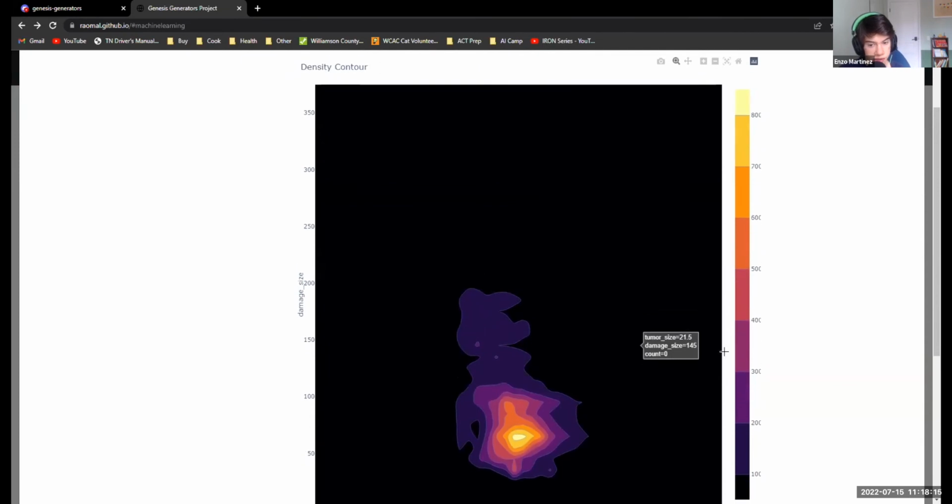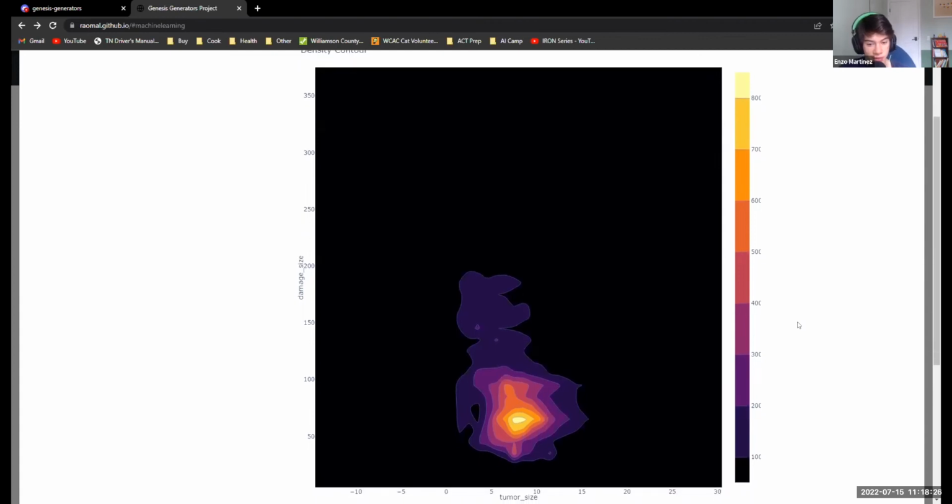Our last graph is a density contour, which kind of looks like Scotland, but it shows the distribution between damage size and tumor size, with colored contours becoming brighter to portray the higher density of tumors at that contour.